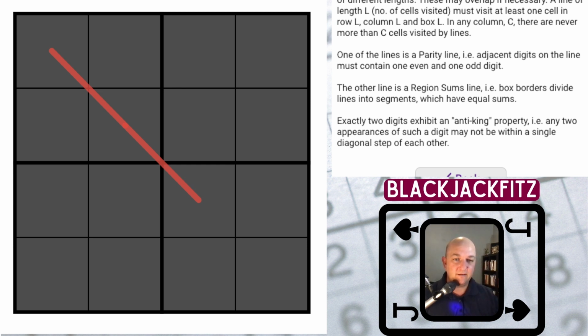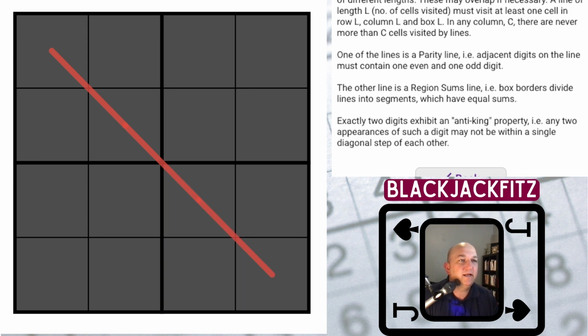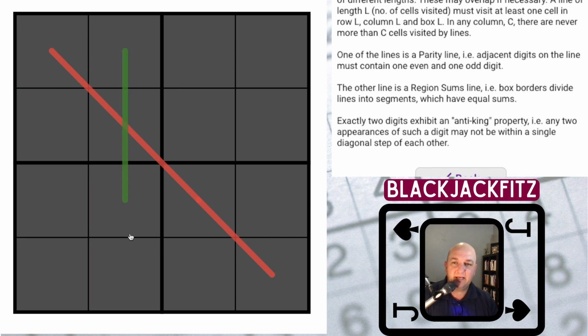Although if we made it like that, I think that works because now it's in row 4, column 4, and in box 4. So that would work. And then in any column C, there are never more than C cells visited by a line. So we can't have another line 2. We also couldn't have, for example, like this, because that would be 3 cells in box 2.